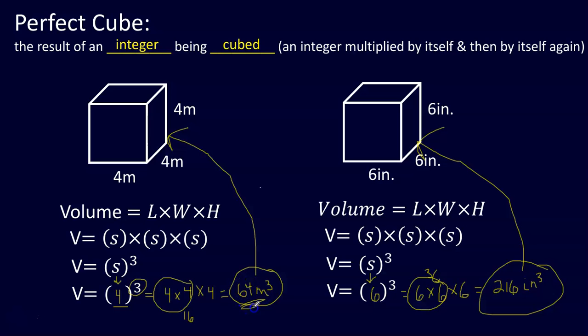64 is a perfect cube because it was the result of an integer being multiplied by itself and multiplied by itself again. 216 is also a perfect cube because it is the result of an integer being multiplied by itself and multiplied by itself again, or you could say it is the result of an integer being cubed. So these two numbers are perfect cube numbers. When mathematicians were recognizing these numbers, they were thinking about what they should call them. Since these numbers are the results that you get when you find the volume of a cube, they called these numbers perfect cube numbers, or perfect cubes for short.